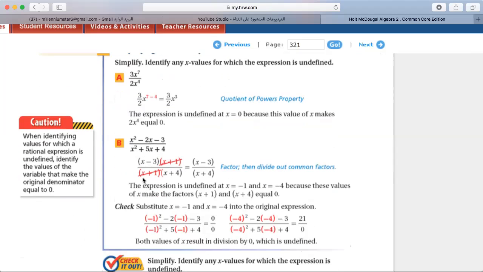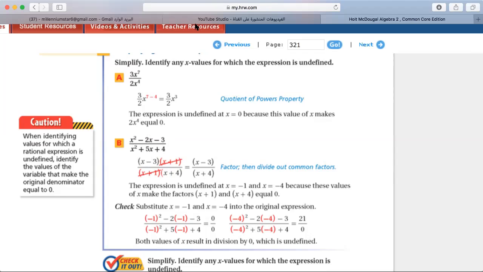Again, I have another example: x squared minus 2x minus 3 over x squared plus 5x plus 4. How can I simplify this? I can simplify by factoring. I will factor the numerator and I will factor the denominator and I will cross out what is common.